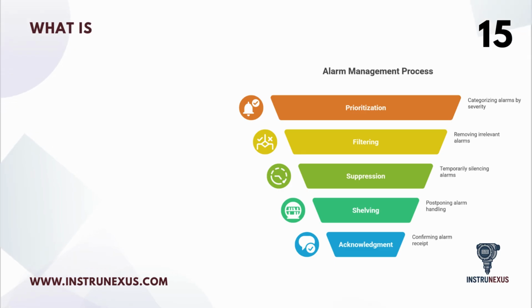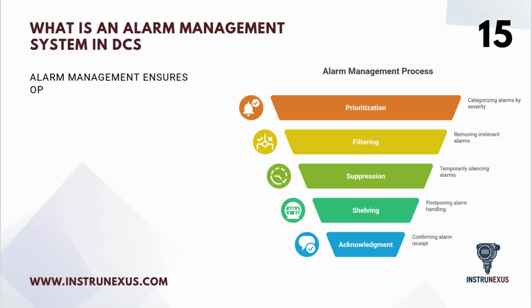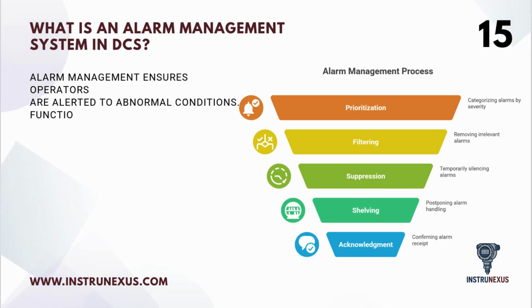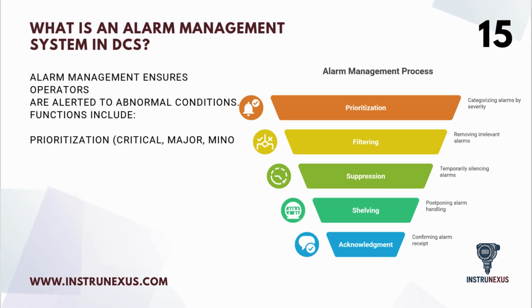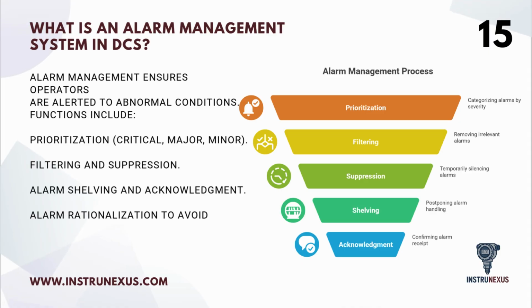What is an alarm management system in DCS? Alarm management ensures operators are alerted to abnormal conditions. Functions include prioritization, critical, major, minor, filtering and suppression, alarm shelving and acknowledgement, alarm rationalization to avoid alarm flooding.